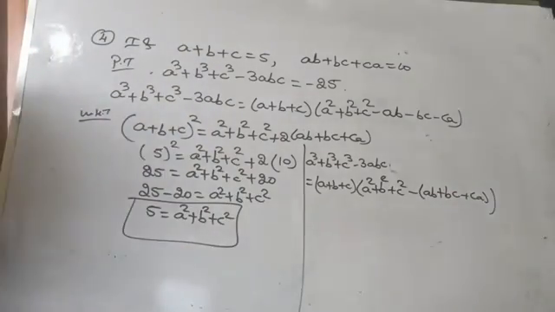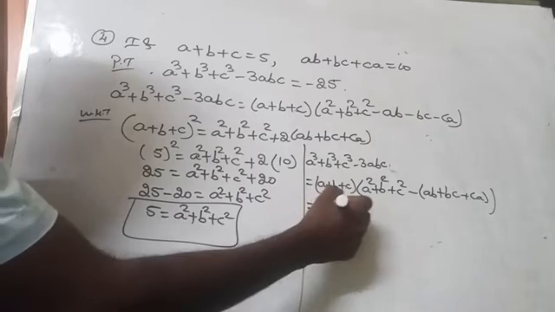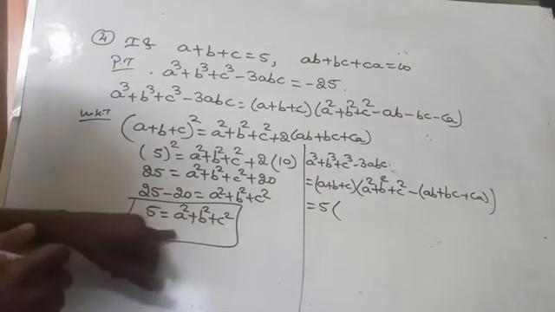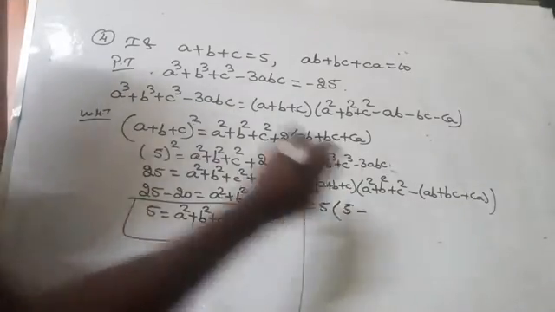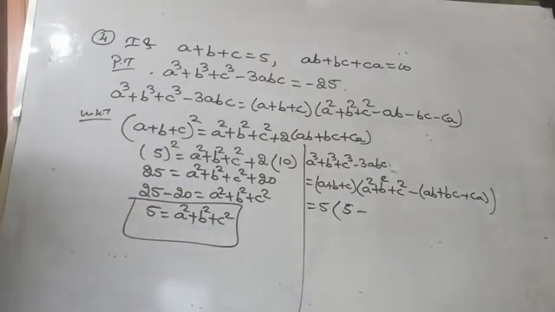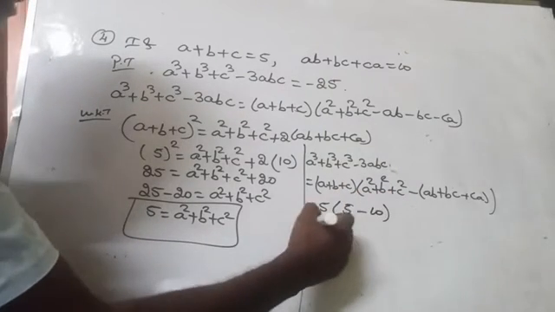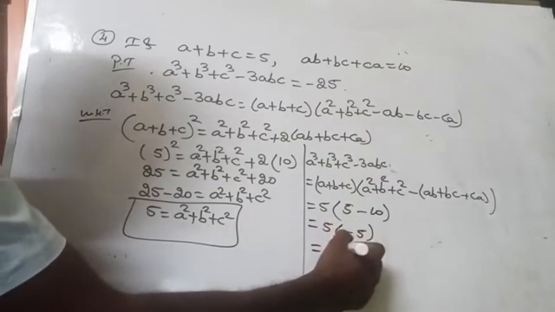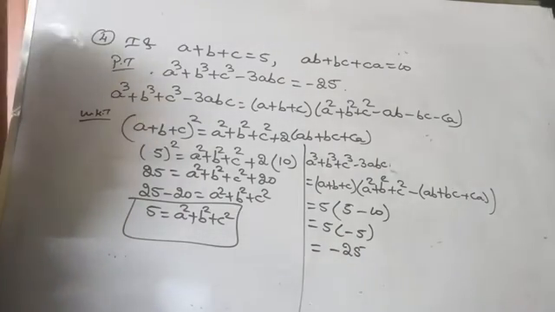Yes. Now a plus b plus c is how much? It's given as 5, and then we found the value of a square plus b square plus c square is 5 here. 5 minus of, what is the value of ab plus bc plus ca? That is 10. So minus 10 now. So 5 into 5 minus 10 is minus 5. Therefore plus into minus is minus. 5 5s are 25 here. Are you getting there? Yes.